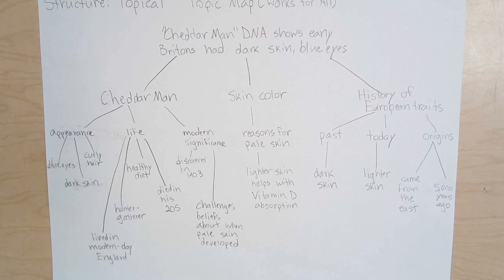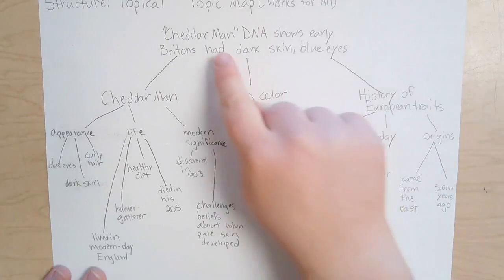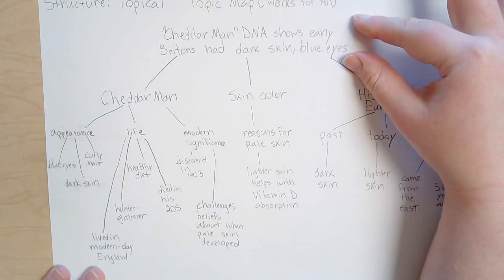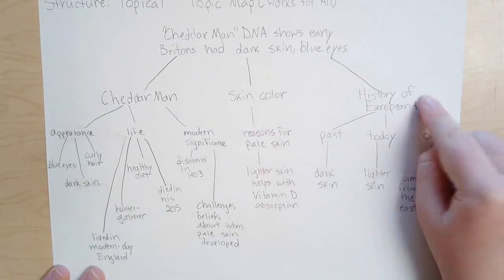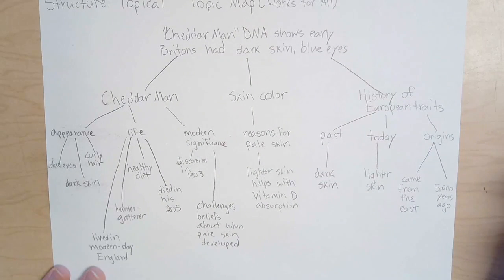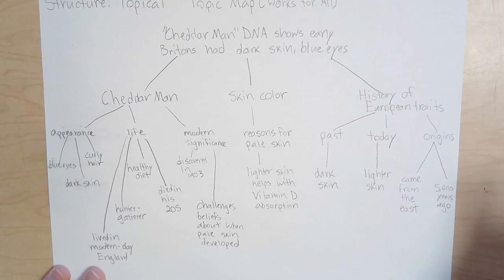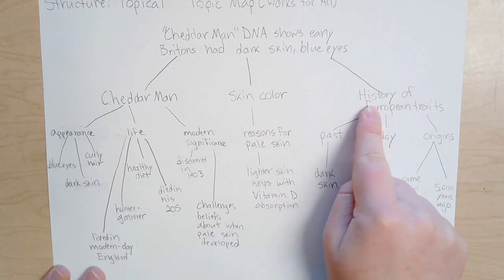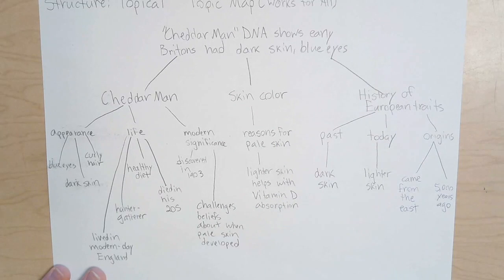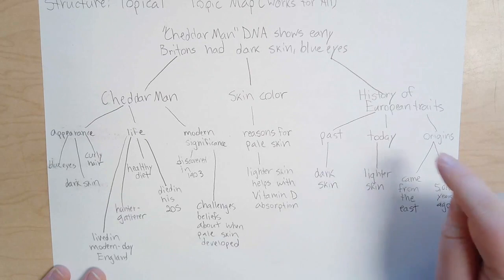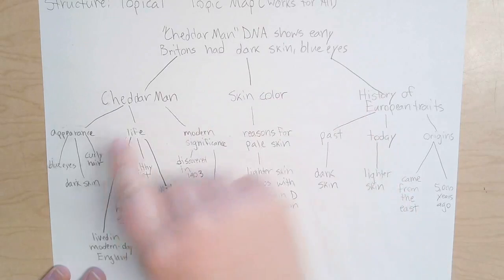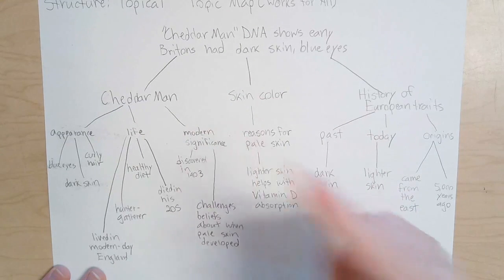So now I have finished filling in my topic map. So what I did was I looked for all the details that were about each of these topics. So the whole map is, you put the topic of the whole article at the top, the main things that it discusses. It might be 2 things, 3 things, 4 things, 5 things. In this case it was 3. And even I really could have combined skin color with history of European traits, but there's more than one right way to do it. I further divide those main topics into the main topics underneath those. So for Cheddar Man, that was his appearance, his life, and his modern significance.